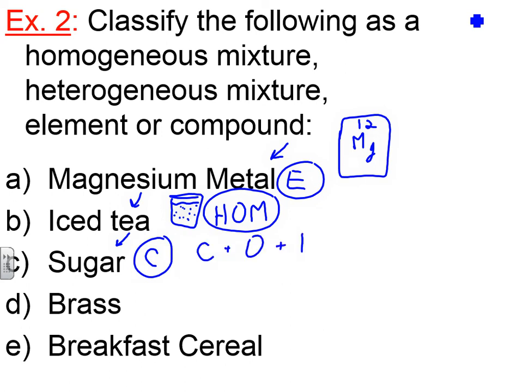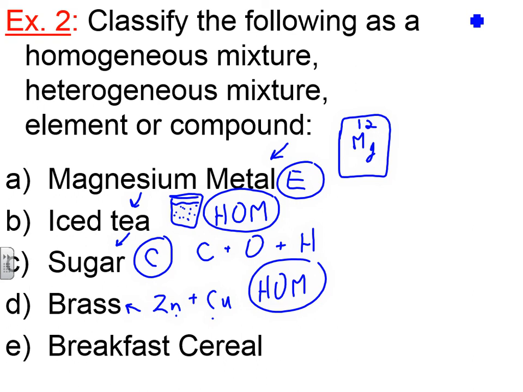Now brass, we've discussed brass a little bit. Brass is a mixture. Brass is a mixture of, we said, zinc and copper. So this would be a homogeneous mixture. Now this one, a lot of people think that brass is a compound because it's made of elements, but it's a mixture of elements. It's not a chemically bonded ratio of elements. It's a mixture of elements. So that would be a homogeneous mixture.